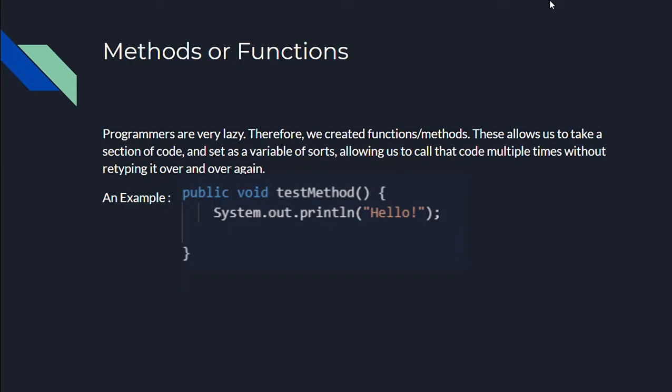Methods are functions. Programmers are very lazy. Therefore, we created functions and methods. These allow us to take a section of code and set it as a variable of sorts, allowing us to call the code multiple times without retyping it over and over again.